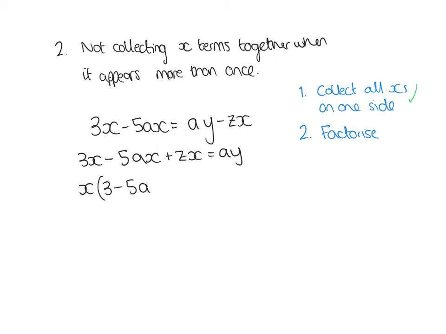So x times (3 minus 5a plus z) equals ay. So now we've factorised. Now we've just got x multiplied by a something. So to get x on its own, we divide both sides by this thing here. So we have x is equal to ay divided by all of that stuff.